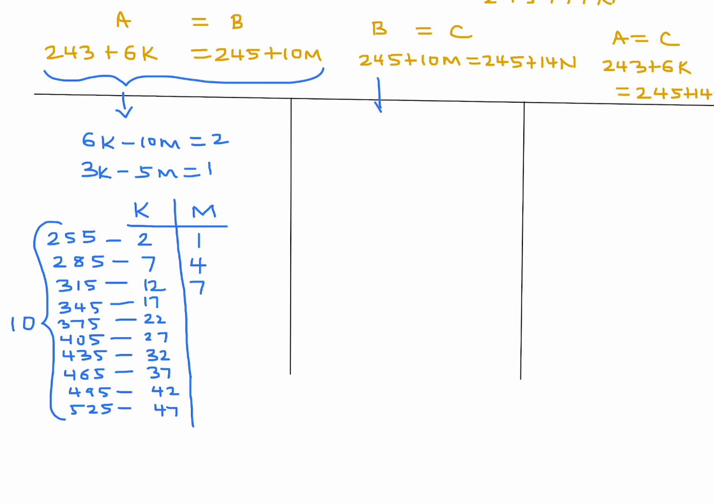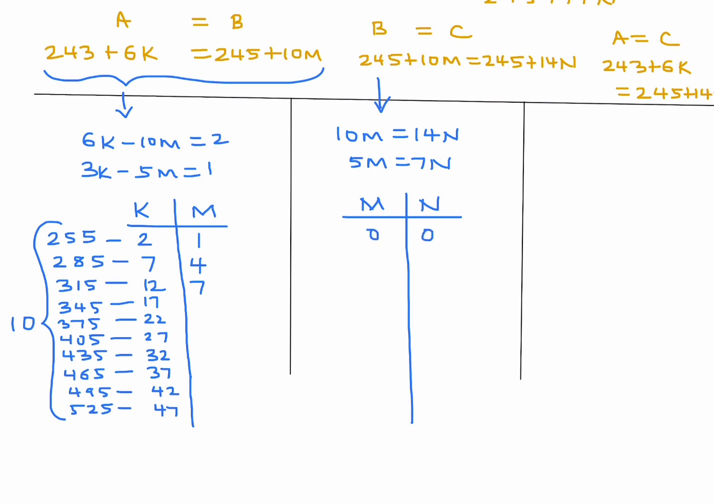So let's now go to bus C and B. So this gives me 245. Oh, those cancel. So it's just 10m is equal to 14n. Okay, and then I guess I can divide through by 2. 5m is equal to 7n. So again, make a little table, and off we go. So it looks like the first solution is 0 and 0. That's helpful. And then 7 and 5. And then I think just multiples.